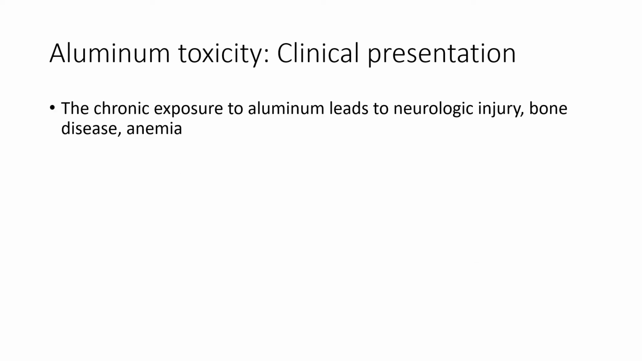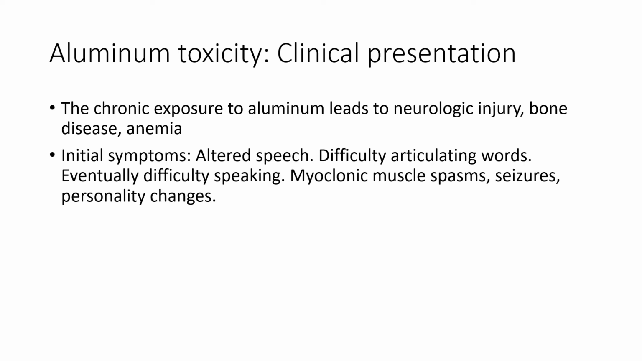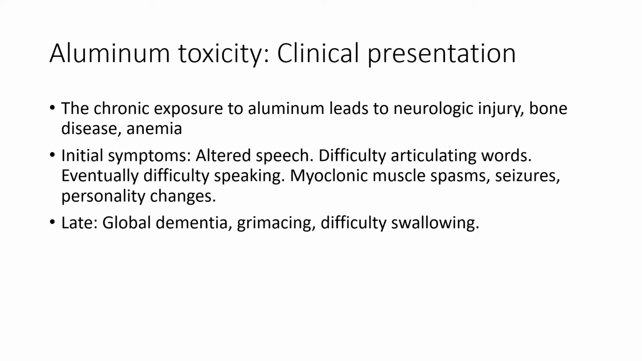The chronic exposure to aluminum leads to neurologic injury, bone disease, and anemia. Initial symptoms include altered speech, difficulty articulating words, eventually difficulty speaking. People can develop myoclonic muscle spasms, seizures, and personality changes. Later, they can have global dementia, grimacing, and difficulty swallowing.